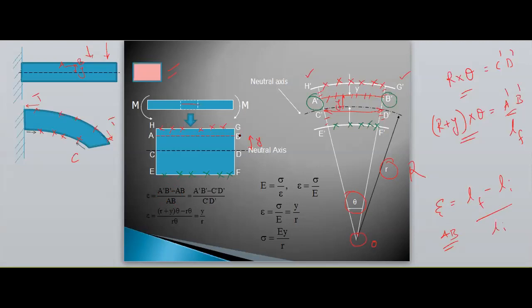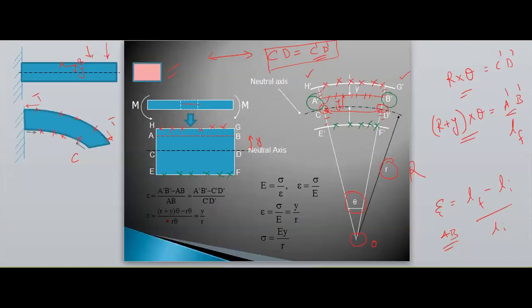Initially, the AB length is also equal to CD, and therefore I can write it as C dash D dash, because initially we have observed that there will not be any change of length in the neutral axis. Therefore, CD is also equal to C dash D dash. Therefore, I have converted this AB by AB into A dash B dash minus C dash D dash by C dash D dash.